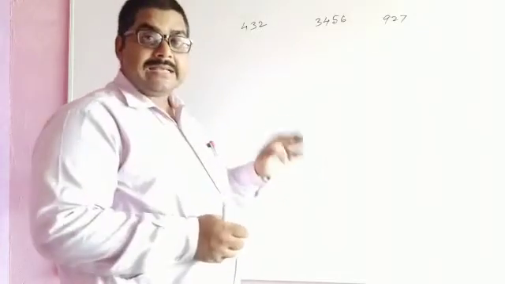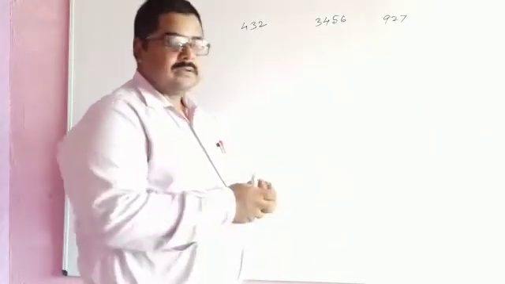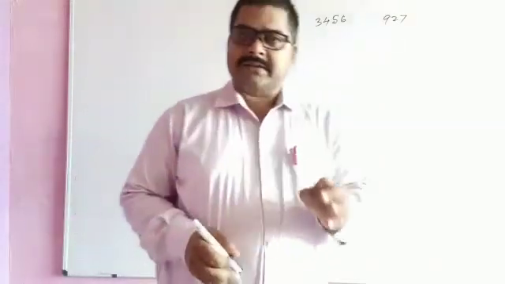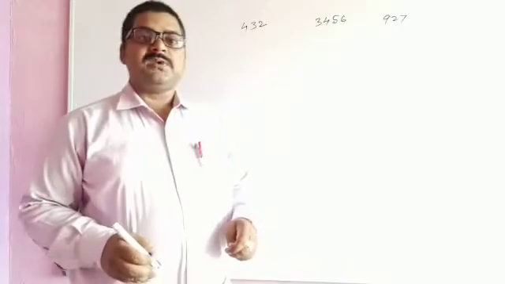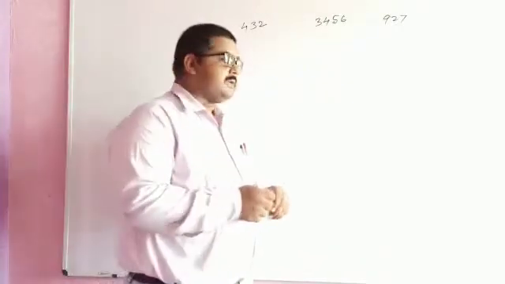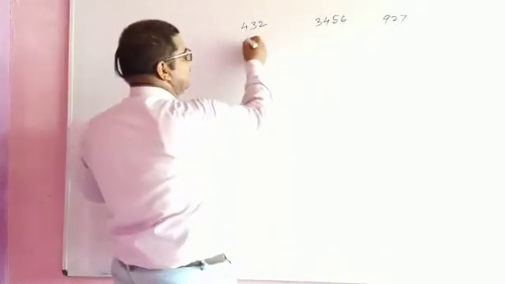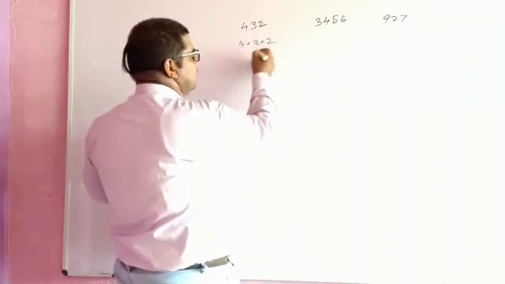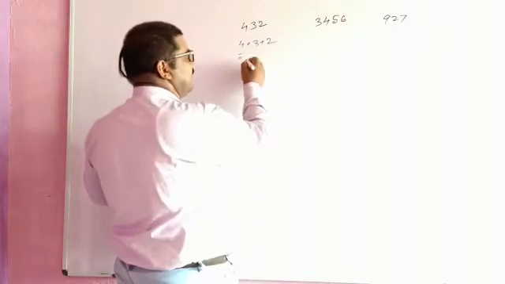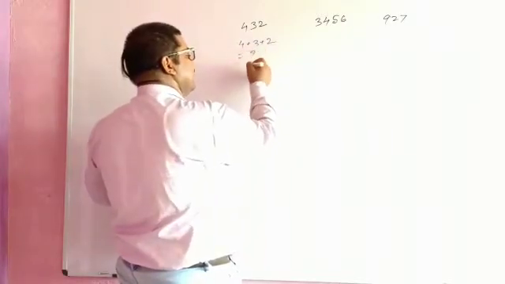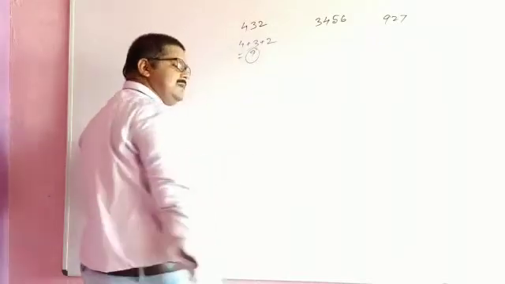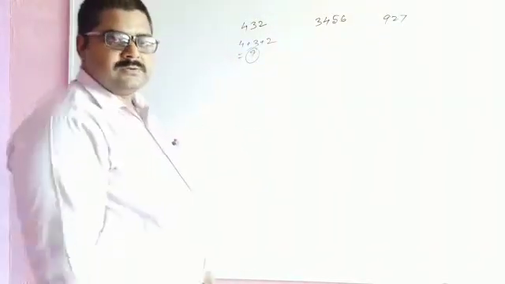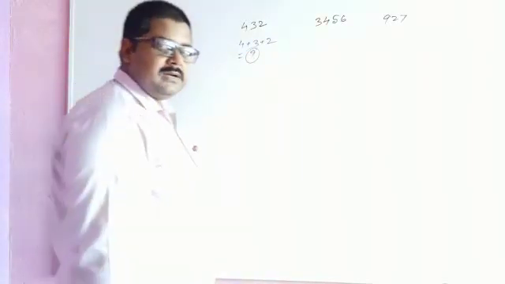If you have to test the divisibility by 3, then you know very well that if the sum of the digits is divisible by 3, then the number must be divisible by 3. For this purpose, you need to add all the digits of the given number. 4 plus 3 plus 2, 7 plus 2 is 9. And 9 is exactly divisible by 3, and this is why 432 must be divisible by 3.